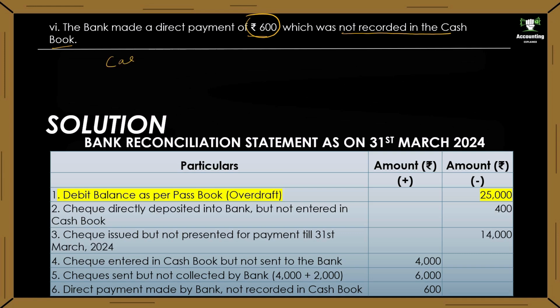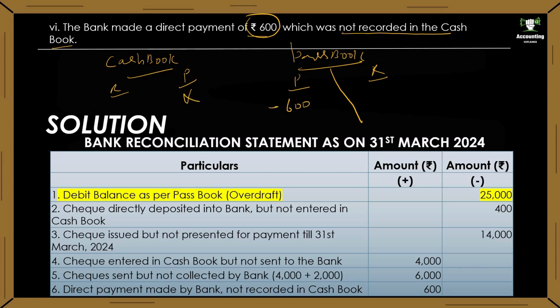Okay, now cash book, passbook, receipts, payment, receipts. So the bank has made a direct payment of rupees 600. No such entry has been passed. The 600 is deducted, right? So since we are going to find out the cash book balance, only if we add the 600 to the balance of 25,000, we will get the cash book balance correctly. So if you see the point number 6 in our BRS, direct payment made by bank not recorded in the cash book under the additions column, 600.